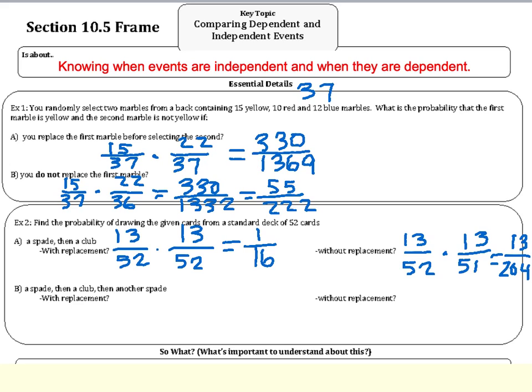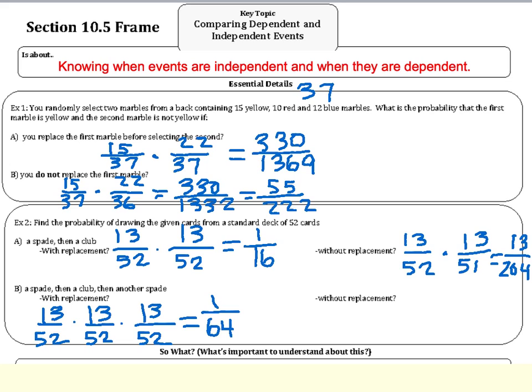So our next one here, if we want a spade, then a club, then another spade, first of all with replacement. So I've got 3 things happening. I need 3 fractions and they need to be multiplied. If I'm replacing my cards, I have 52 cards in my deck every single time. So first time I want a spade, there's 13 spades. Then I want a club, there's 13 clubs. And there's still then going to be 13 spades left because I'm putting my card back. And if you multiply that together, and then reduce it, you get 1 out of 64.